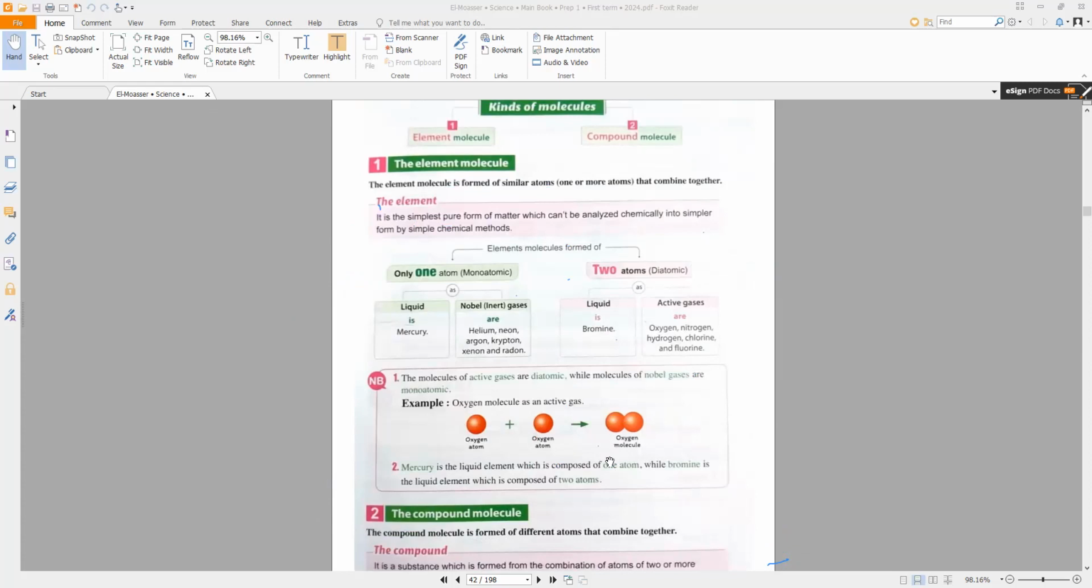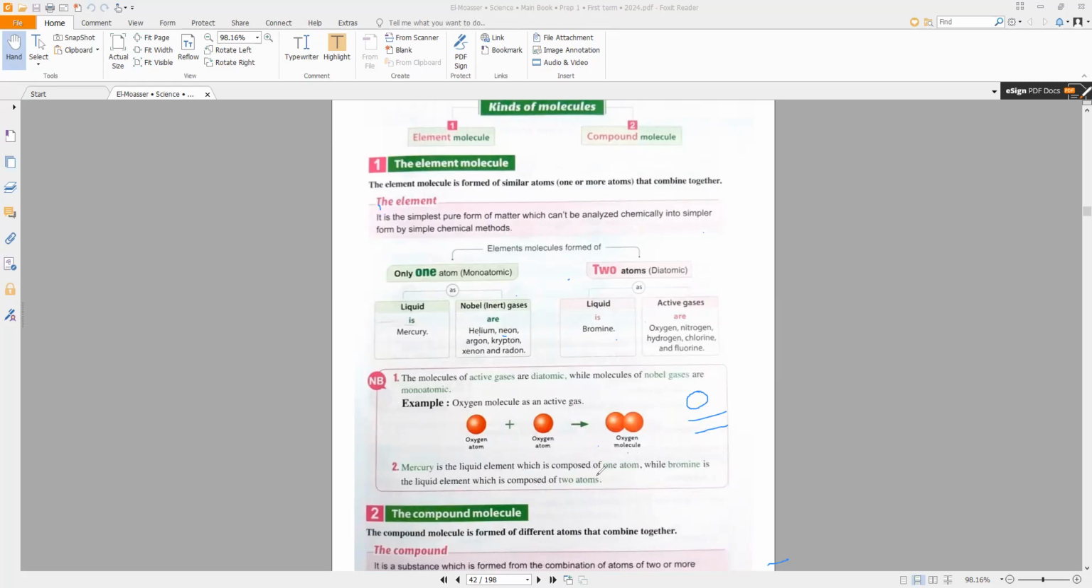Why do I write this oxygen molecule in this form? Because a diatomic molecule means it consists of two atoms. But for neon or helium, when I draw the helium molecule, I will draw it like this. Why? Because it is a monoatomic molecule. This is a diatomic molecule and this is a monoatomic molecule.